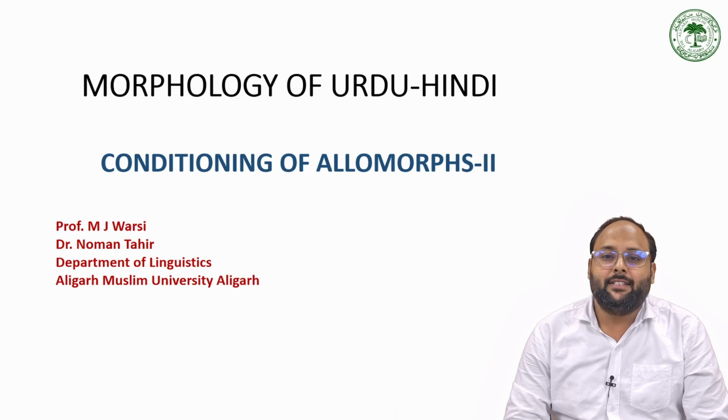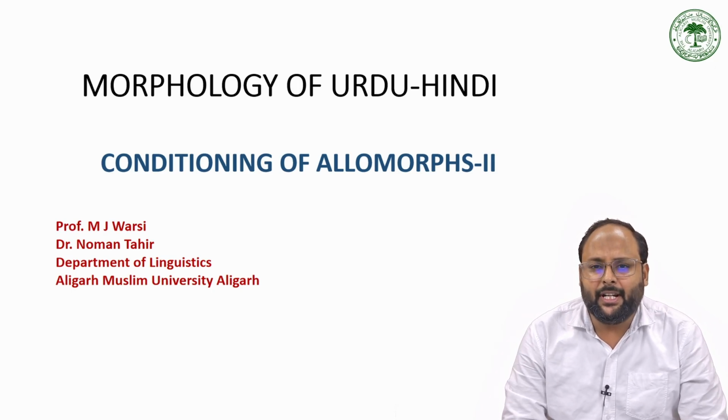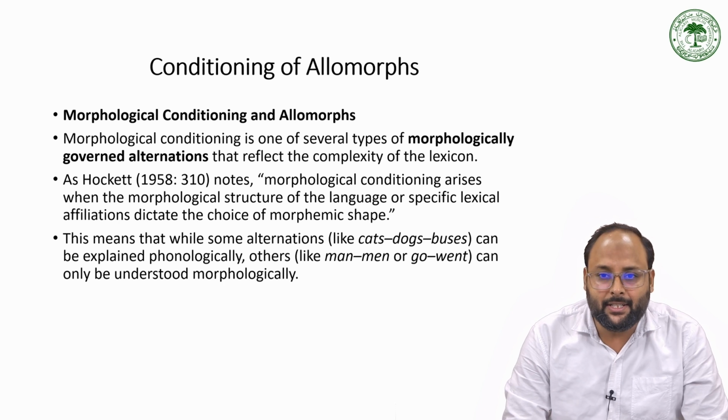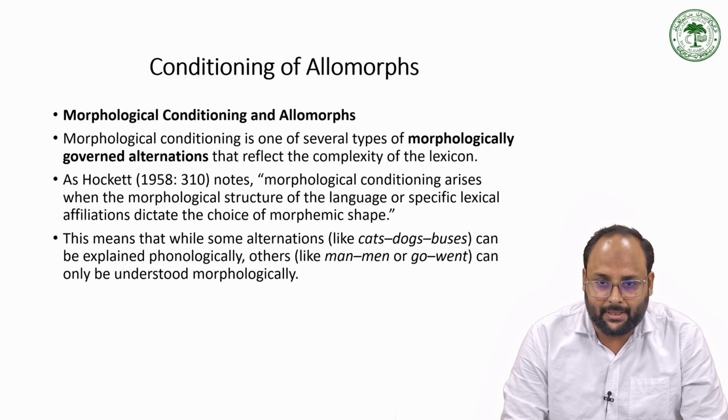In this lecture, we are discussing the conditioning of allomorphs. There are three conditioning of allomorphs: phonological condition, morphological condition, and lexical condition. So phonological condition is defined by the phonology or the phoneme or the sound, that is the preceding sound or the following sound. If there is any change in morph or the morpheme due to the adjacent sounds, it is called the phonological conditioning.